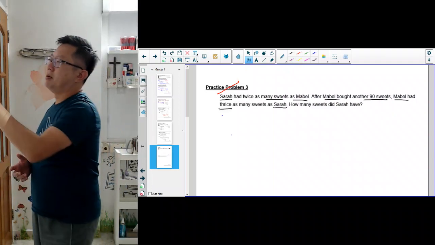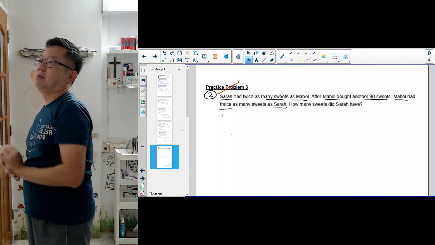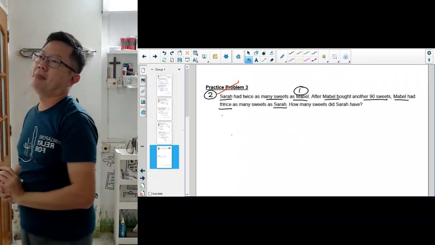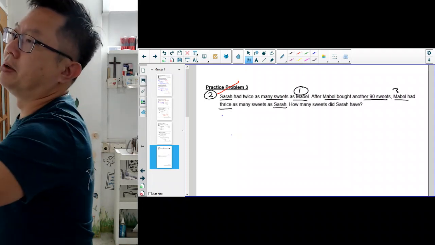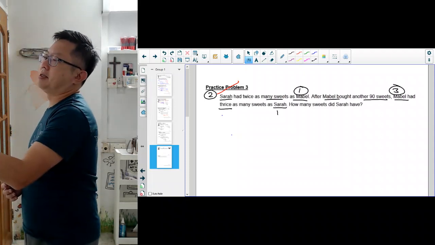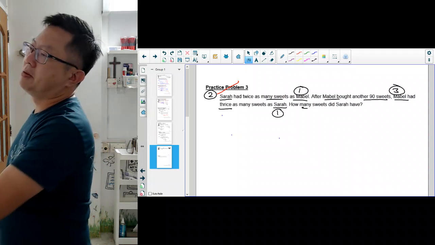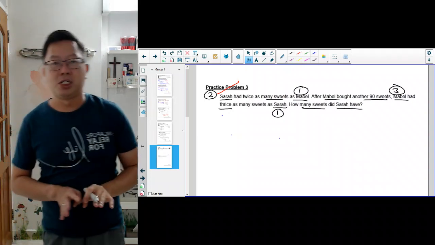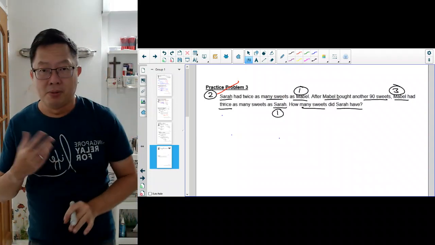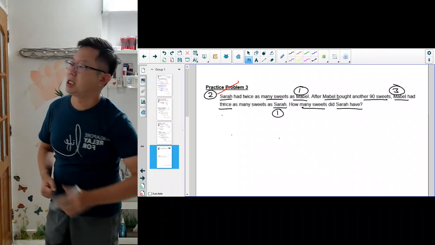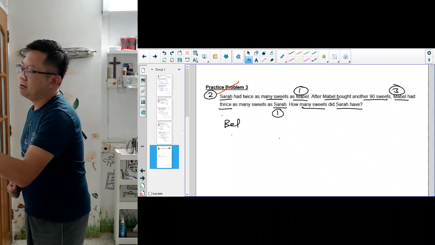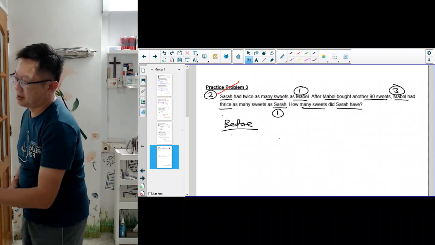Okay, so when you see the words twice as many, it means that Sarah has 2 times, Mabel has 1 time, and then in the end, Mabel had 3 times, or you call it thrice, and Sarah has 1 time in the end. So how many sweets did Sarah have? So what is unchanged in this problem? Mabel bought more sweets, but Sarah did not buy any sweets. So Sarah is unchanged. So you draw the before and the after.